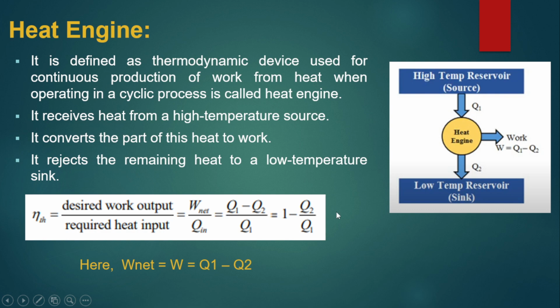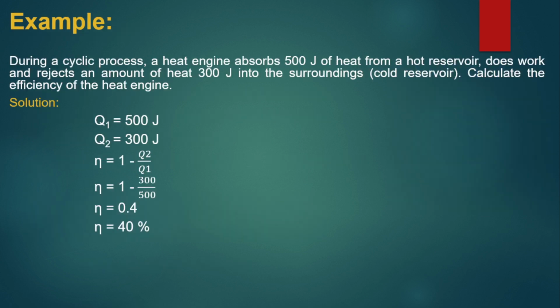and the remaining part is rejected to the sink. Basically a heat engine is a device which converts a part of the heat supplied from the source into work, and the remaining is rejected to the sink. Now the efficiency is the desired work output divided by the required heat input, W net divided by Q in, and we can calculate this. On the basis of that, you can also solve numerical problems. These are the basic things.